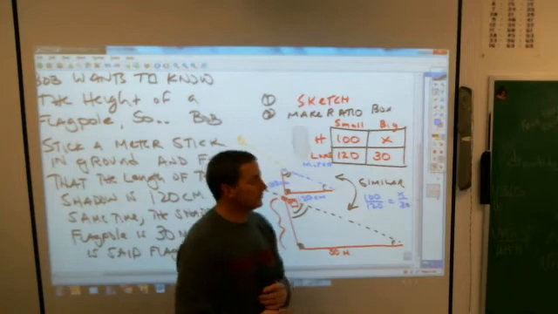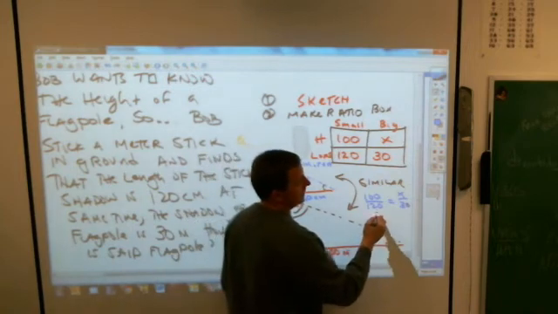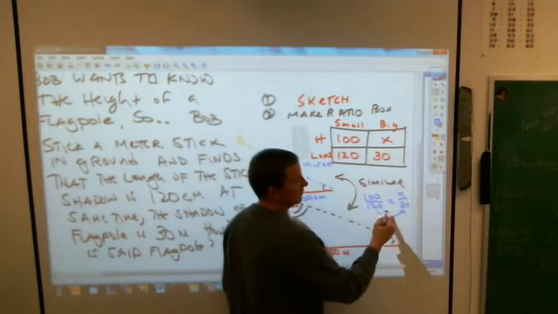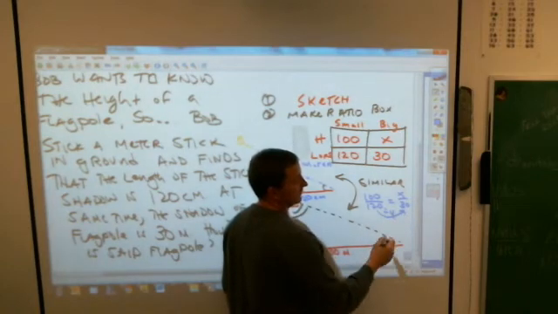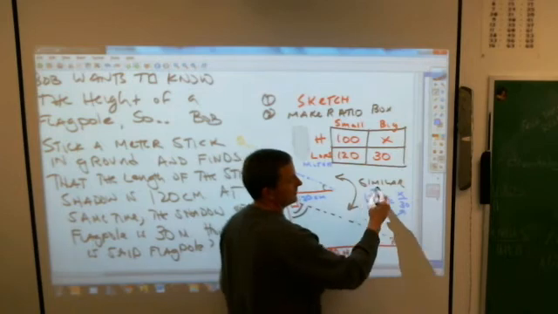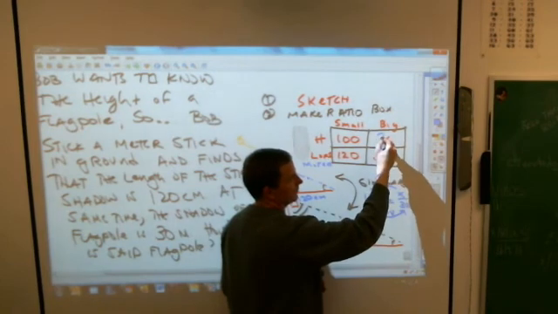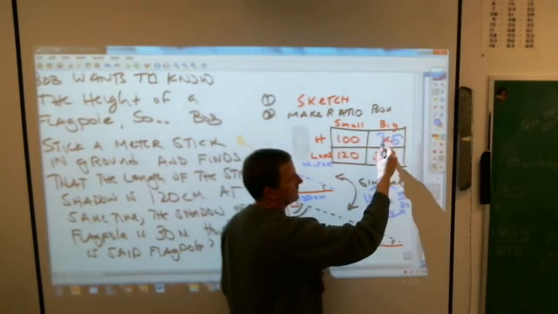120 by 30. Yeah, you can figure this out. Well, how do you go from 120 to 30? Divide by what? Divide by 4, right? So you can take 100 divided by 4, and guess what you get? 25. Your flagpole is 25 meters tall.